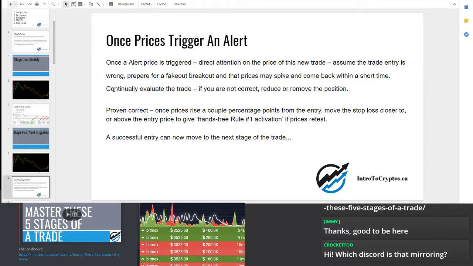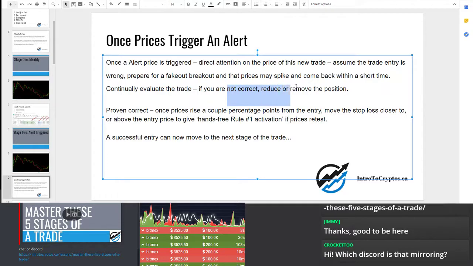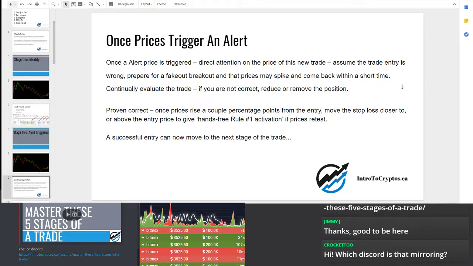So at the beginning of a trade, we have to continually reevaluate the trade. And if we are not correct, then we're going to reduce or remove the position. And this is our mission right at the beginning, is to cut those losses. As soon as we put the trade on, we're on the mission of protecting that trade against the risks as quickly as we can.